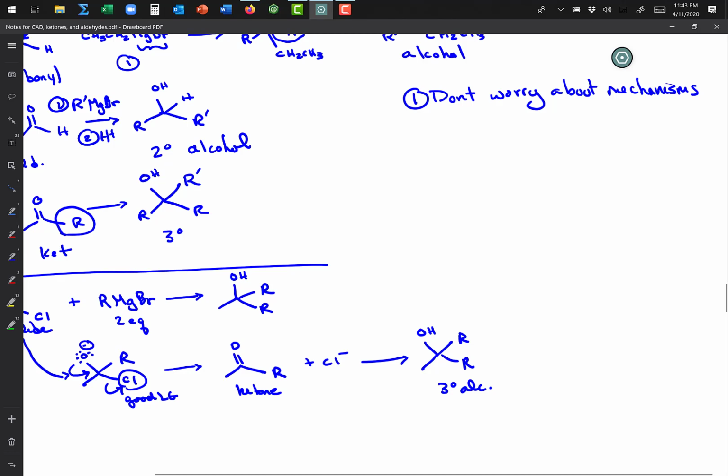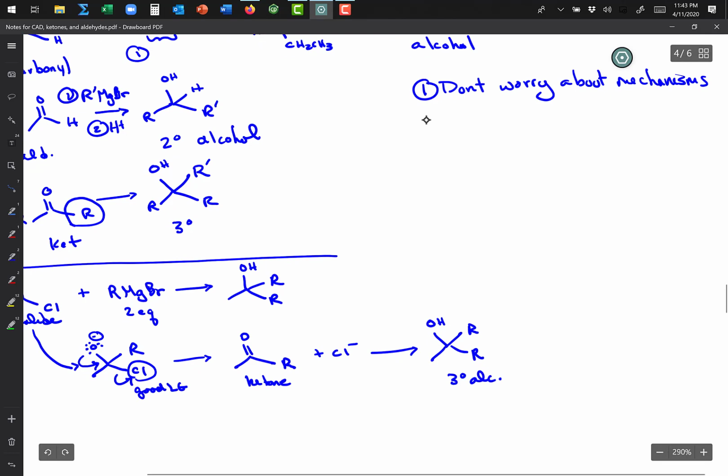You should be able to predict what the products of a reaction will be just based on the type of carbonyl compound you're starting with and what the reagent looks like. So the thing you do want to worry about is this, that ketones and aldehydes, we get addition reactions.